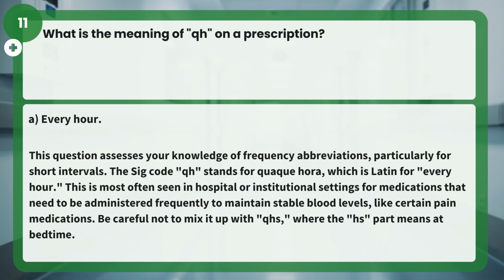Answer: A. Every hour. This question assesses your knowledge of frequency abbreviations, particularly for short intervals. The SIG code QH stands for quaque hora, which is Latin for every hour. This is most often seen in hospital or institutional settings for medications that need to be administered frequently to maintain stable blood levels, like certain pain medications. Be careful not to mix it up with QHS, where the HS part means at bedtime.